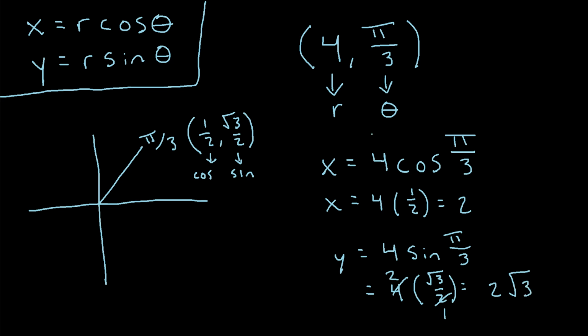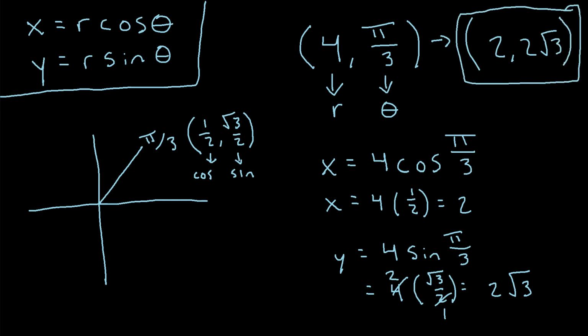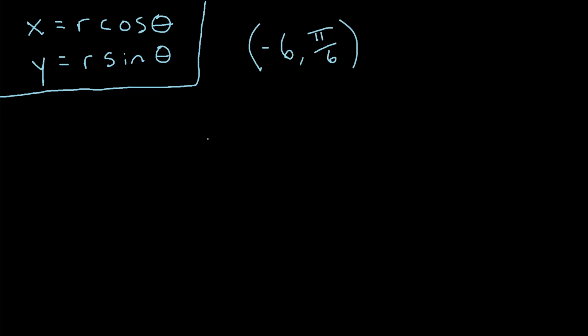So that's our y value. So our x, y value, we can write this as 2, 2 root 3. This is how we can write the polar coordinates in rectangular coordinates instead. Okay, let's try another one.